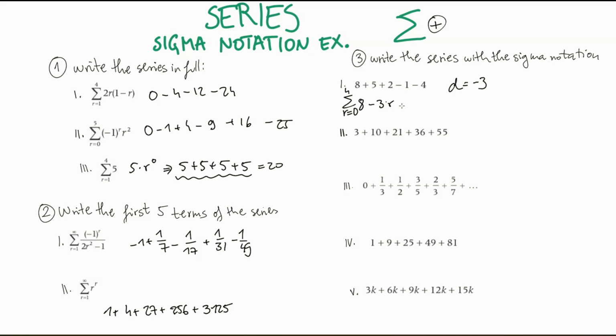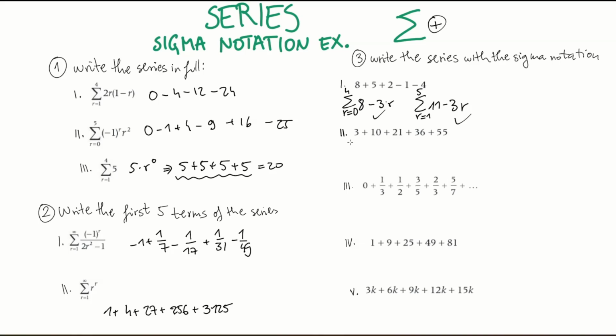And while this certainly is a correct answer, there is nothing wrong with another answer, which would be 11 minus 3 times r, with the sigma notation running from 1 to 5, because we can see that the first term would be 11 minus 3, which is 8. So basically we get the same sequence, the only thing we changed were the bounds of the summation.